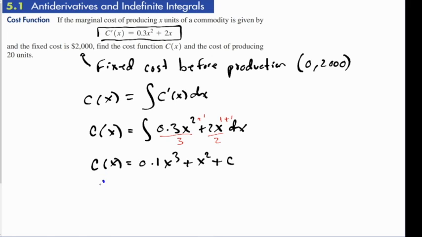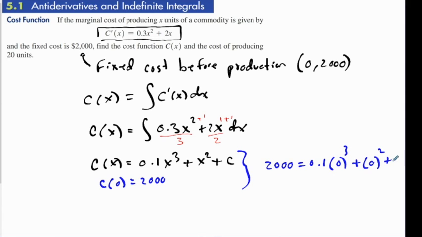And now we can say that c of 0 is equal to 2,000. And that means that 2,000 is equal to 0.1 times 0 cubed plus 0 squared plus c. Since these terms zero out, we see that 2,000 is the value of c. And now our particular solution is 0.1 x cubed plus x squared plus 2,000.